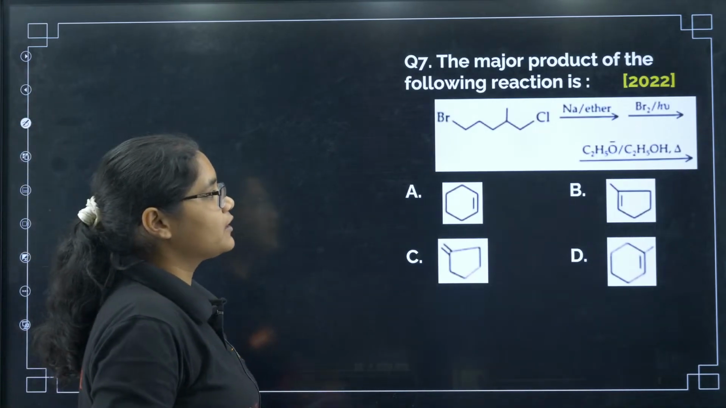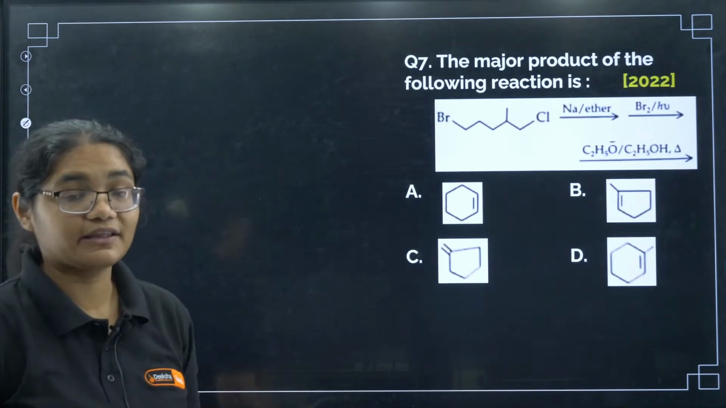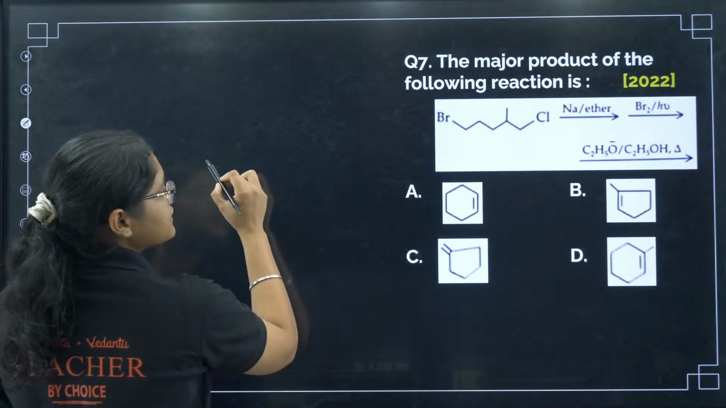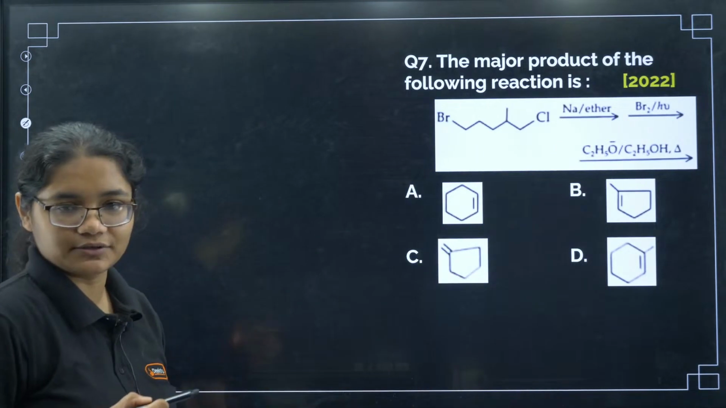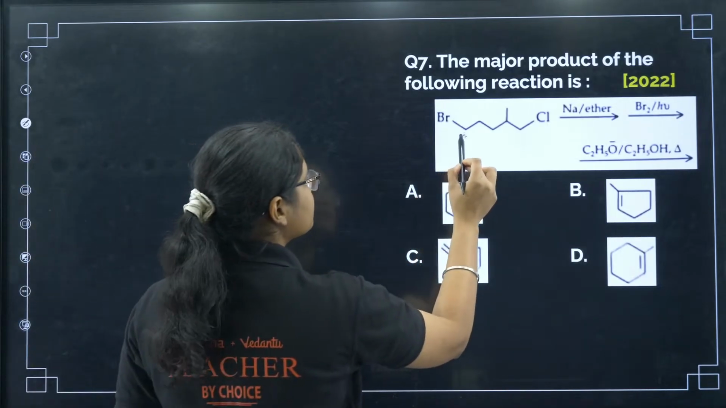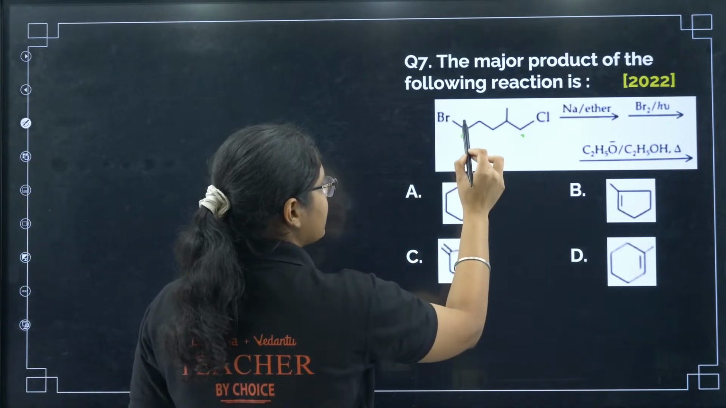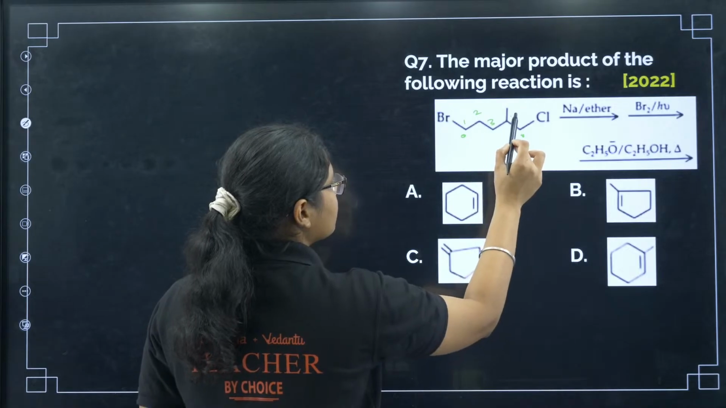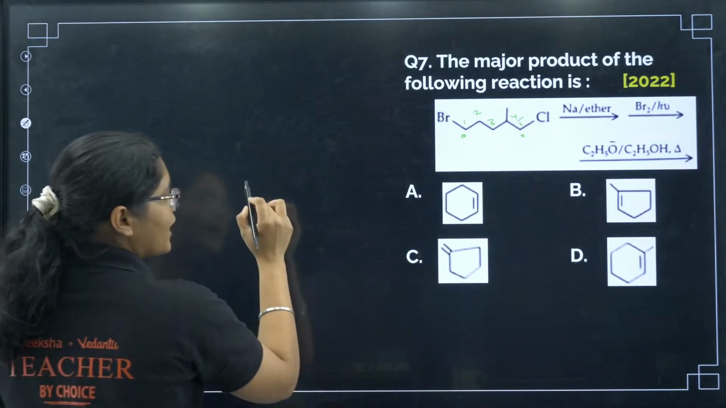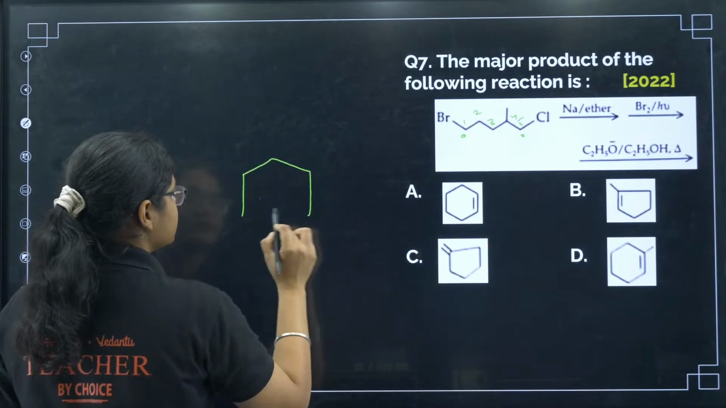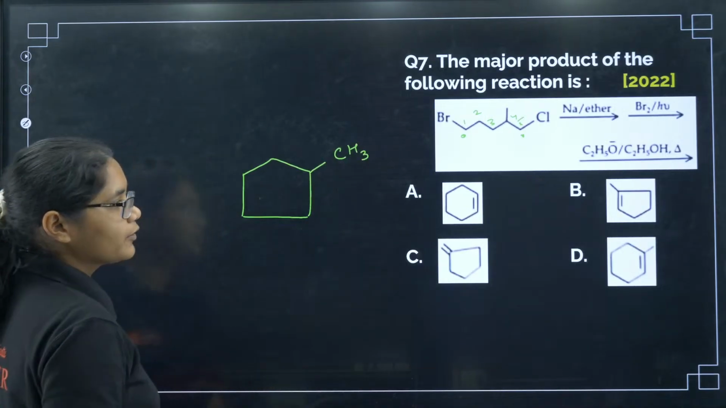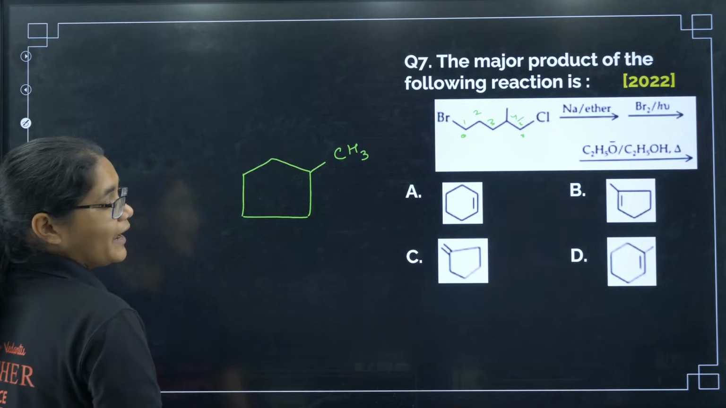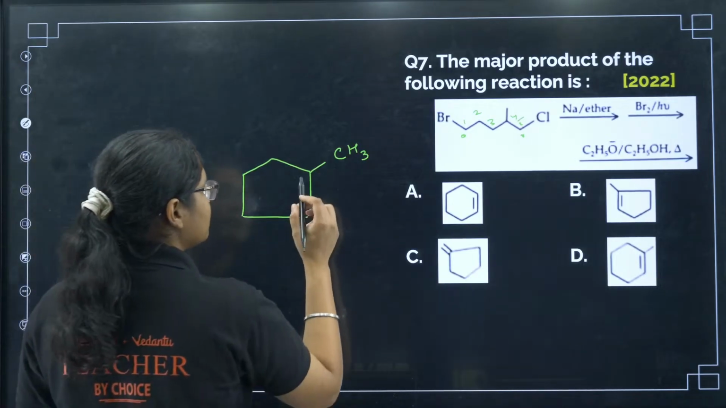Okay. Next, question number 7. The major product of the following reaction is major product. Okay, so if you see, we have sodium and ether. Sodium and ether is a Wurtz reaction, right? So what will happen? This point and this point will get connected. 1, 2, 3, 4 and 5. Okay, so I will have a compound like this, CH3. Okay, next you are doing Br2 and H nu, so that will replace the bromine group.